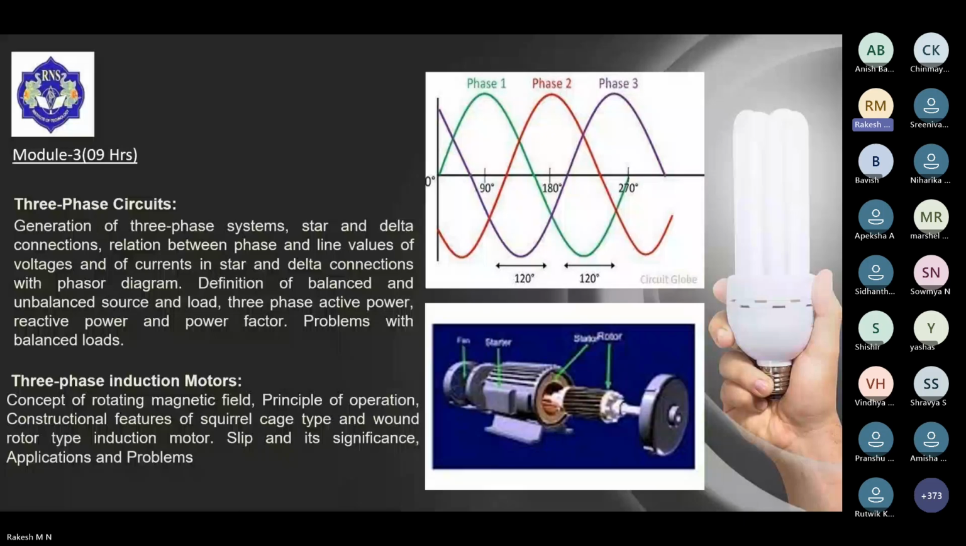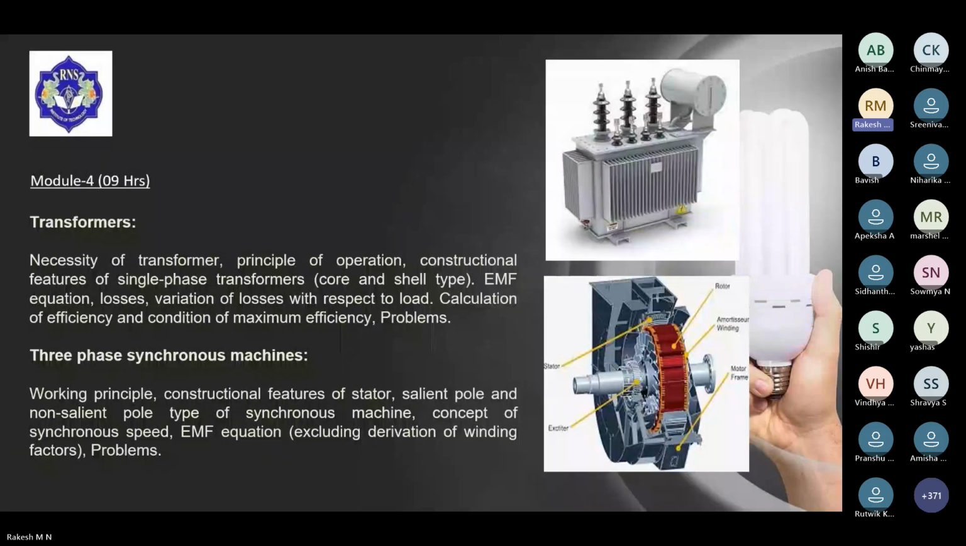Then coming to module 4, again we have two machines to be learned. One is transformers. All of you are aware of what a transformer is. A transformer has this wonderful mechanism of stepping up or stepping down the voltage without affecting the power and frequency of the system. So why do we need a transformer? What is the necessity of a transformer? Then how it works, construction of single phase, core and shell type. Then some mathematics related to the transformer, losses that can occur in a transformer, and calculation of efficiency, etc., will be dealt with in this topic.